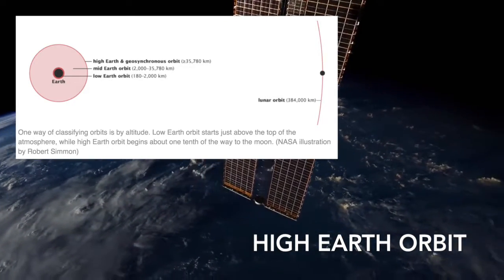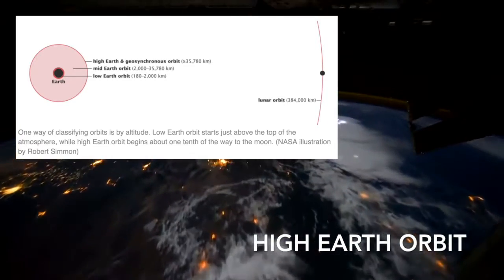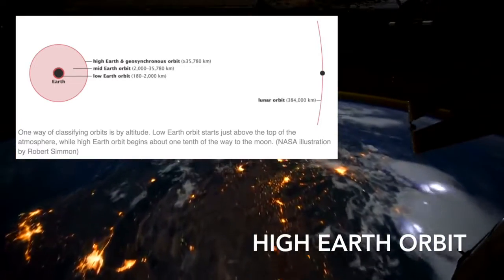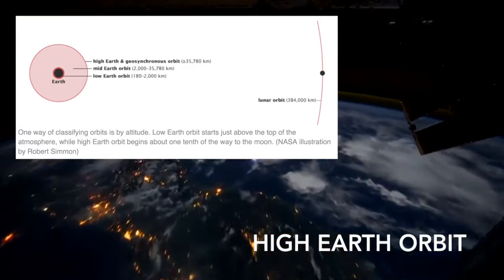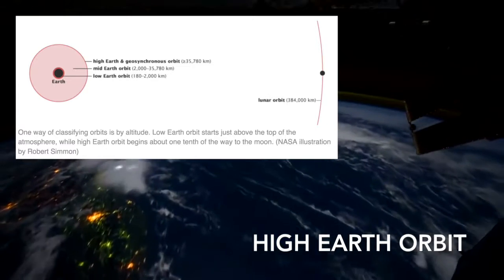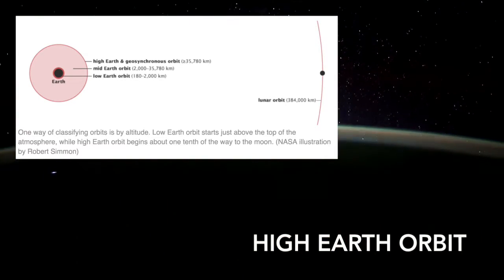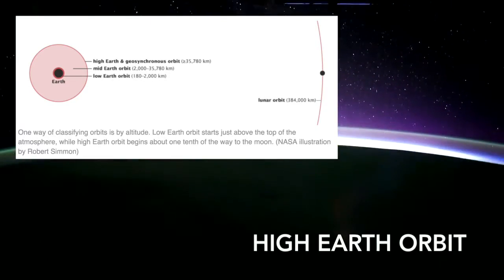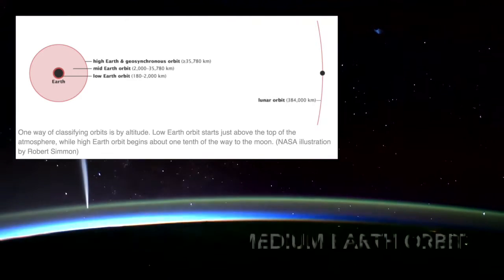To someone standing on Earth, a geostationary satellite will appear to remain in the same location in the sky at all times. Because of this, communication and weather satellites are launched into Earth's high orbit. Here they can constantly monitor weather and communication for a specific region at all times.